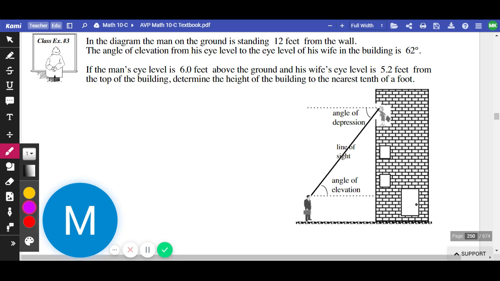So, I read questions twice. The first time I read them, I try to do somewhat of a picture and try to just understand what's going on. They've done the picture for me. I've got a dude, he's looking at his wife in the building. Right? That's my general consensus of what's going on. The second time I read it through, I'm going to try to label that picture. In the diagram, the man on the ground is 12 feet from the wall. Okay, looking at this, I've got a guy, there's the wall, he's 12 feet.